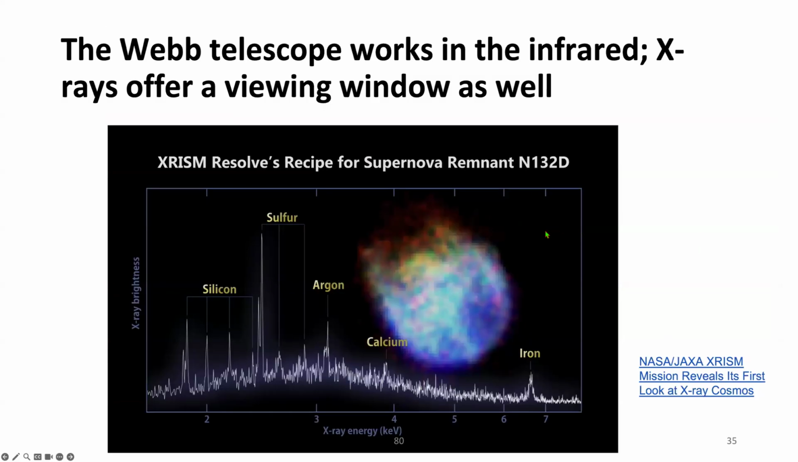And this is not, infrared's not the only place to get information. Here's an example of X-ray spectroscopy looking at a particular object. And you see, again, by identifying these peaks, we can say, oh, there's silicon here, and there's sulfur and argon and calcium and iron. So we can do spectroscopy from this collaboration between the US and Japan.